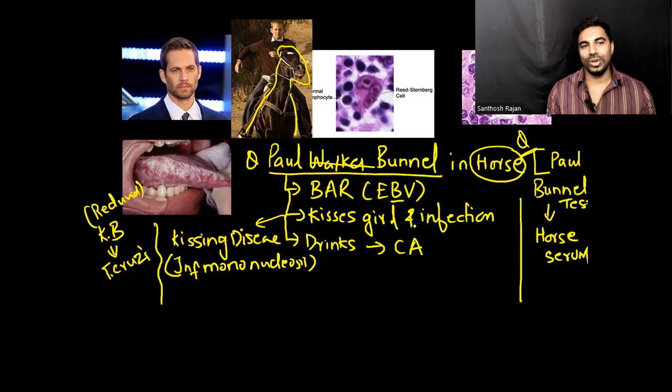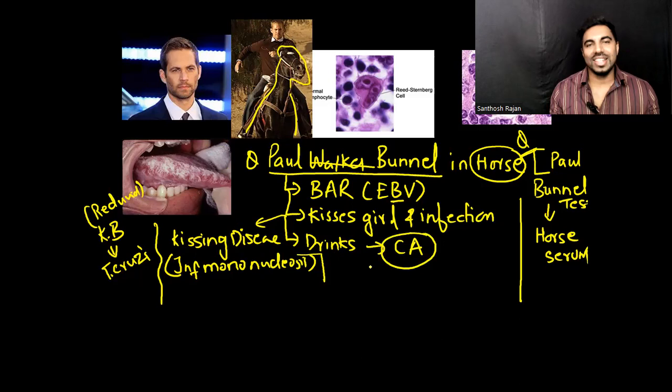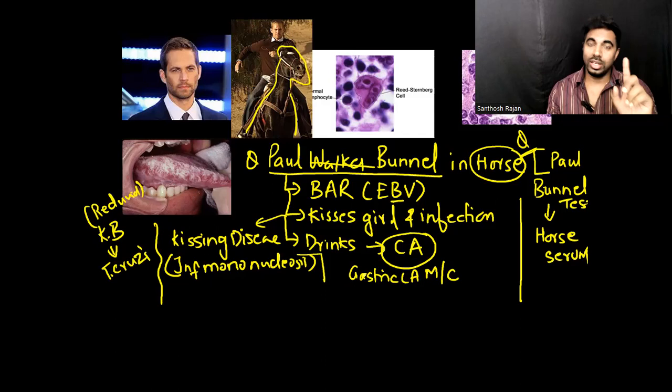And what happened? He drinks in the bar. Of course, he drinks and he gets different types of cancer. So what are the cancers he is getting? The question that would be asked is, which is the most common cancer caused by EBV? The most common cancer is gastric carcinoma. Gastric carcinoma is the most common cancer caused by Epstein-Barr virus. The most common cancer caused by EBV is gastric carcinoma.